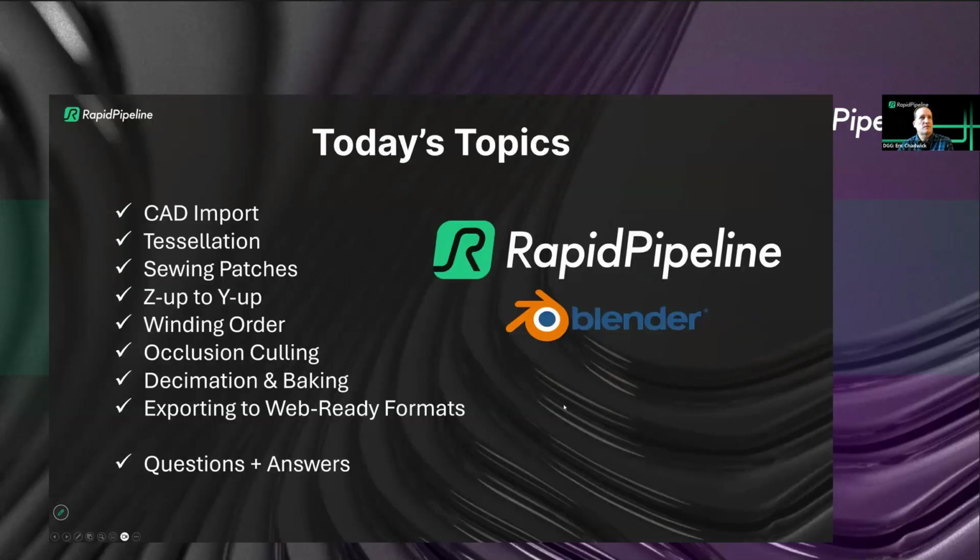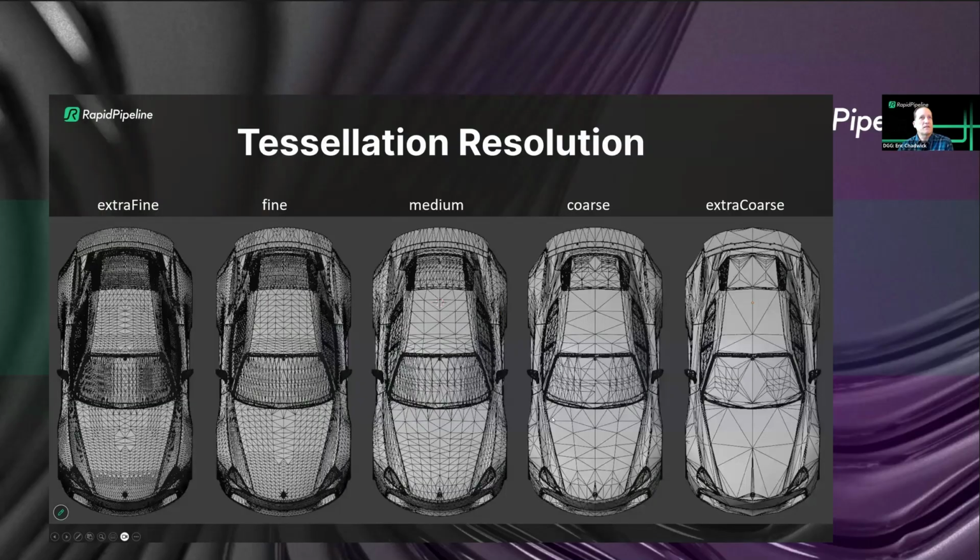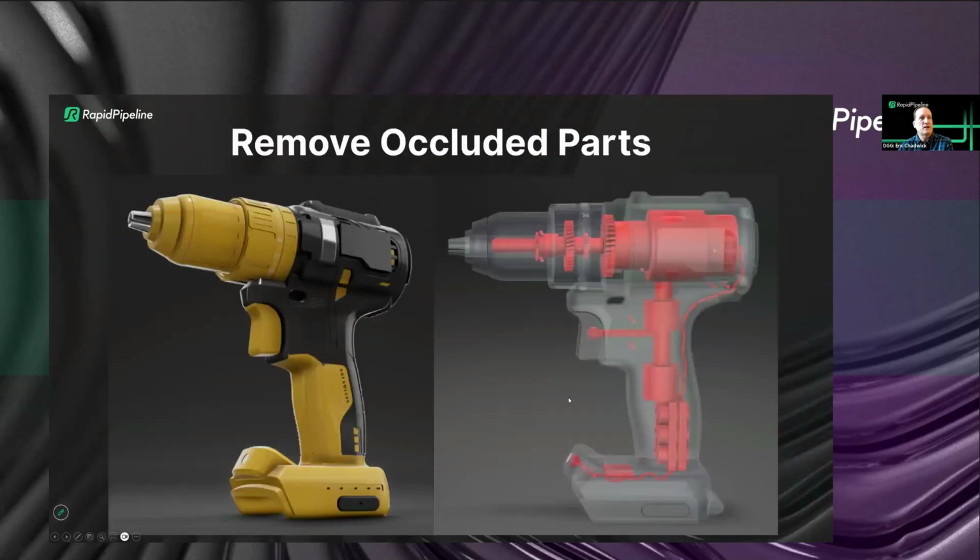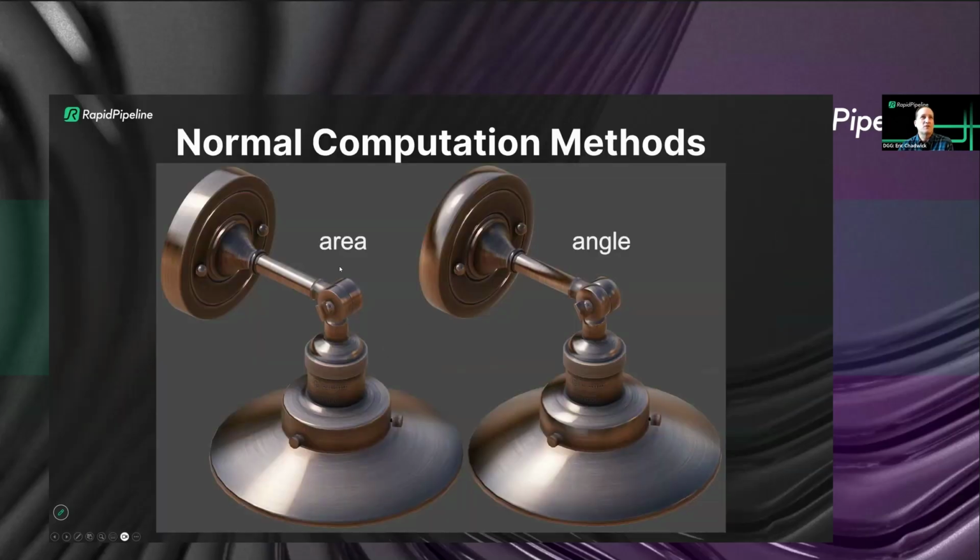Let's see what else. We had some other things here, I think, in the slides. Talked about occluded parts. Oh yeah, so normal computation. So you can recompute the normals on a surface based on the surface curvature. And you have a couple different options here. By default, it chooses area, which you might know as face-weighted normals, which basically takes these small bevels and does all the smoothing across those, and the flat areas stay flat, which is really cool. So you get really fine-grained kind of shading.